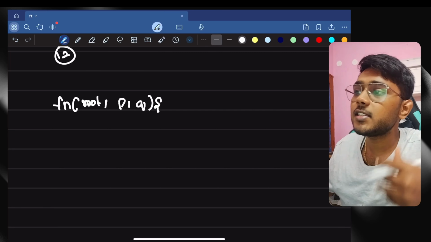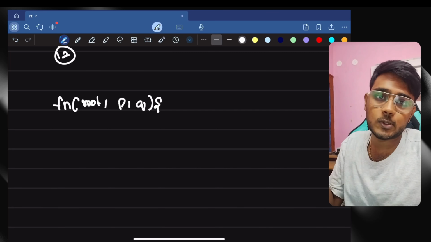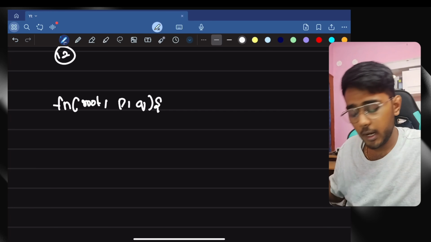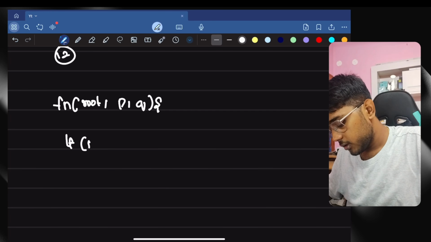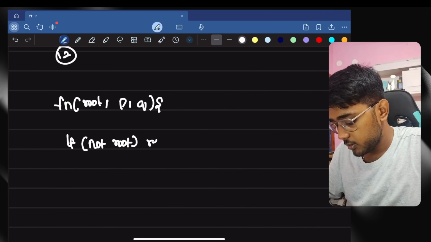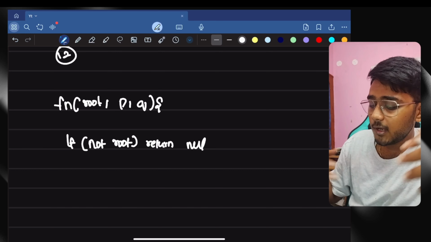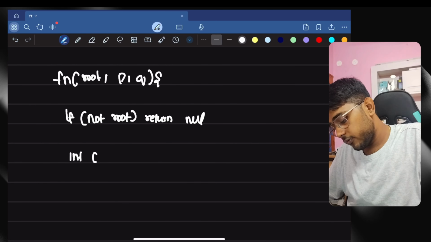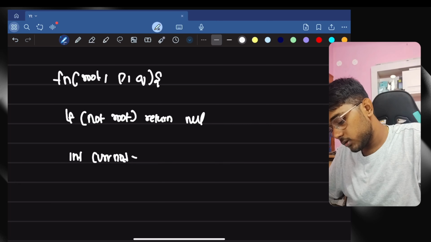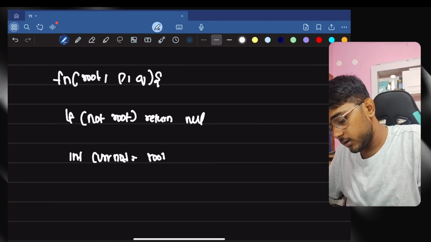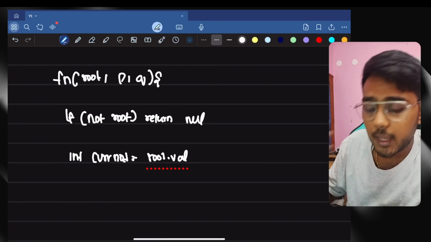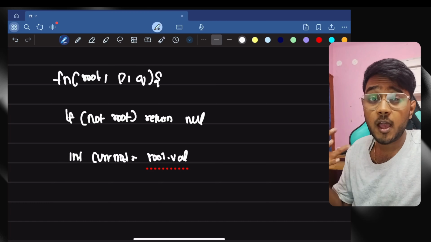Now, what is the first base case, guys, that comes to your mind when you try to solve a tree? What if the tree is empty? In such a case, return null. So if not root, if there is no root, simply return null. That's it. Now let's pick the current node. The current node is going to be root dot val. Then you check which side it lies on, left or right.